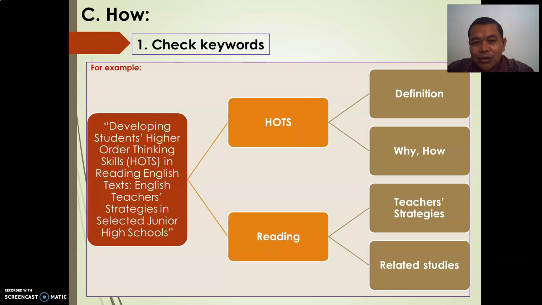Now, for the first one, HOTS, we can use the definition. What is the definition of HOTS? It should not be just one definition, but maybe you can find some similarities or differences in those definitions of HOTS. And what might be some arguments or disagreements on those definitions. Then next, why higher order thinking skills are important. The why question should be addressed in your chapter 2, in fact, and how it is implemented later on. So these are just some examples of how or why higher order thinking skills are important. And the next keyword is reading.